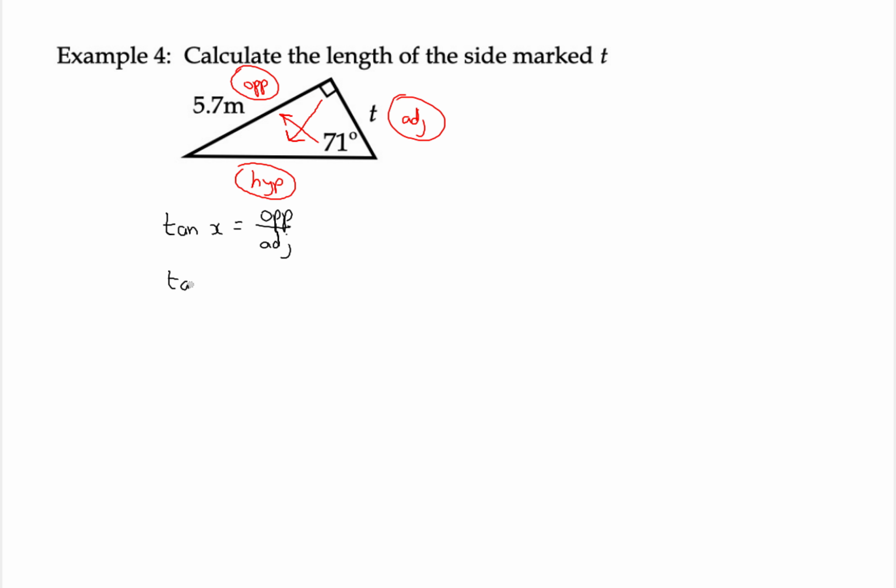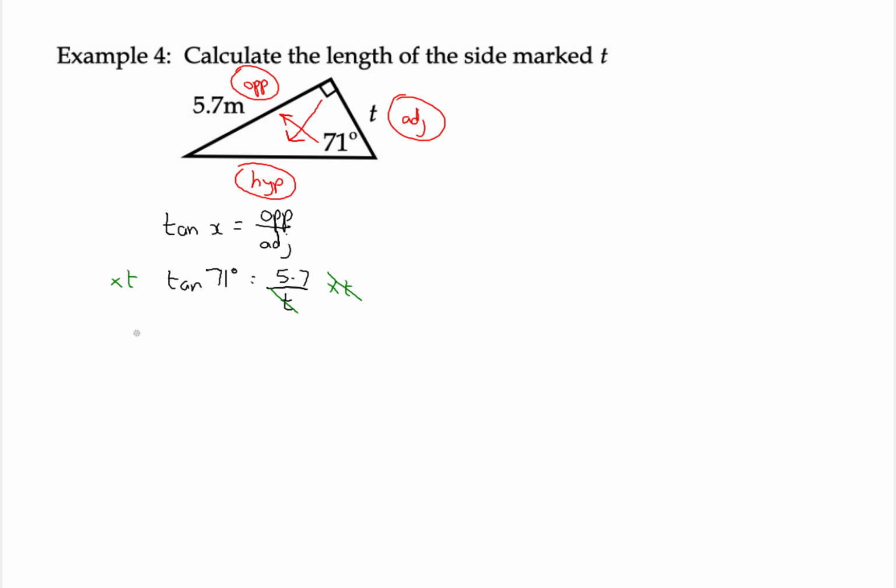It tells us at the moment that x is the angle, that's 71 degrees, is equal to opposite is 5.7, and the adjacent is t. So again, we've got the letter on the bottom of the fraction rather than on the top. So to get rid of the fraction, we do the opposite of dividing by t, which is multiplying by t, and we do that to both sides. And if it helps to remind you, we're cancelling these out, put a wee line through them, that's fine.